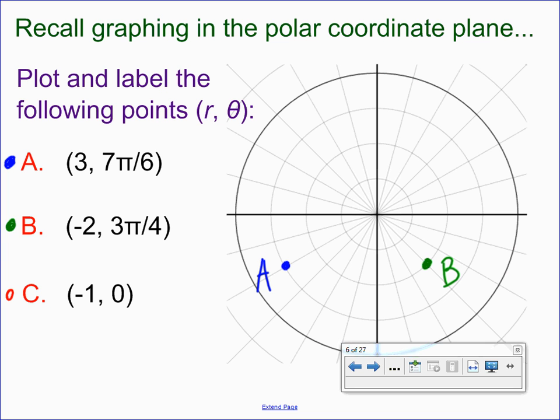We need one more, and why not do red for point C? Point C says let's go negative 1 in the, what? Negative 1 comma 0. That's not xy coordinates. That's r comma theta coordinates. So I'm going to go in the 0 direction, negative 1 unit. So it's right there. Is that right? Interesting. All right, so we've got points A, B, and C, and that's our quick and dirty review for graphing with polar coordinates. Very good.